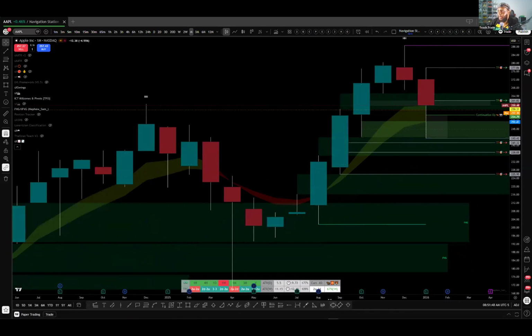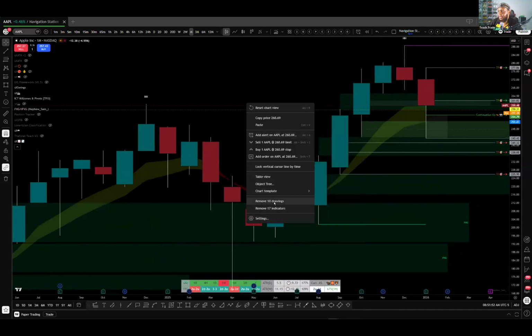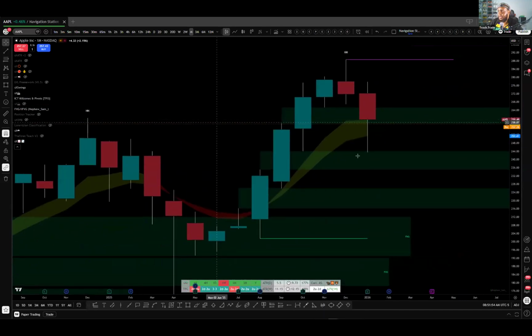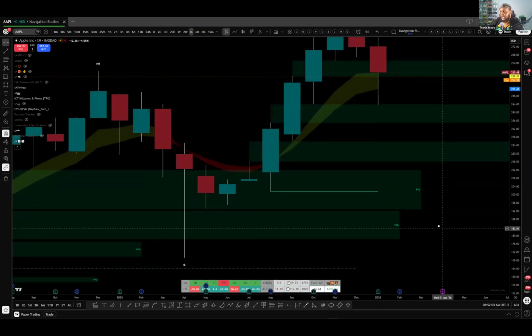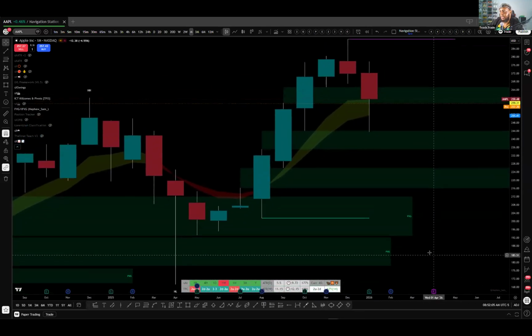So Apple on the month is inside of a fair value gap. Nice fair value gap right here that it could potentially be using as resistance. One thing I want to note from my beautiful indicator down here is that the month is red as far as full time frame continuity.